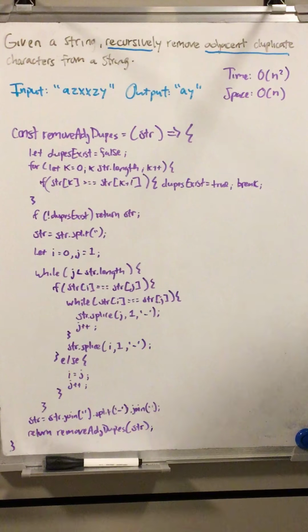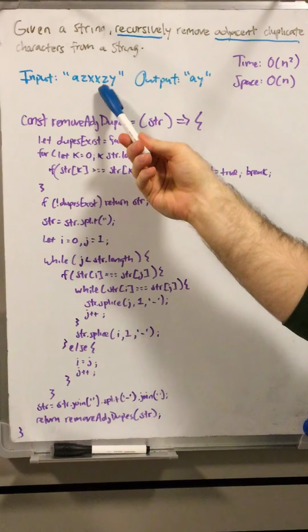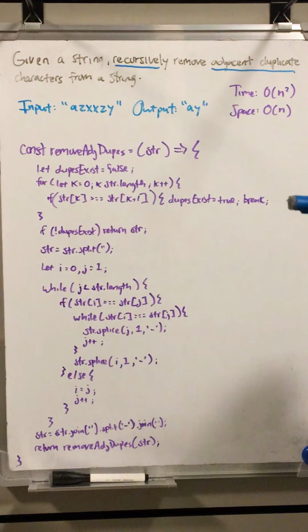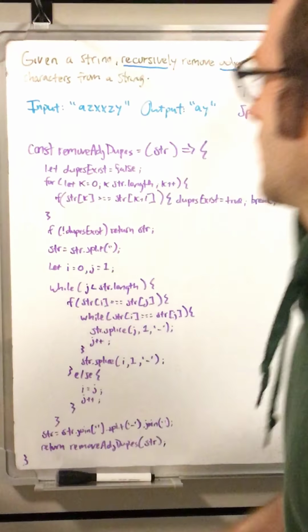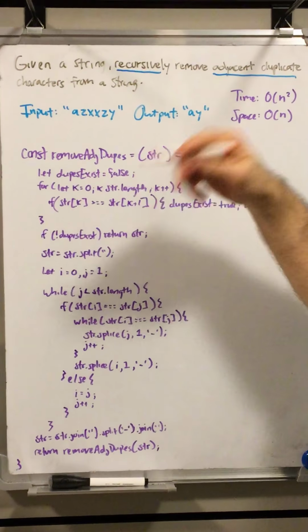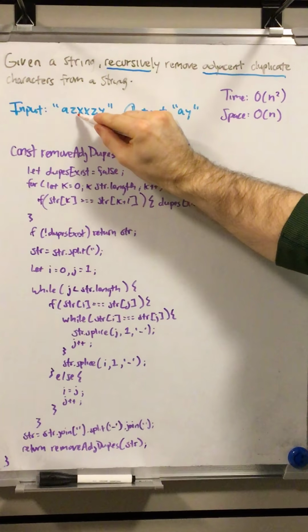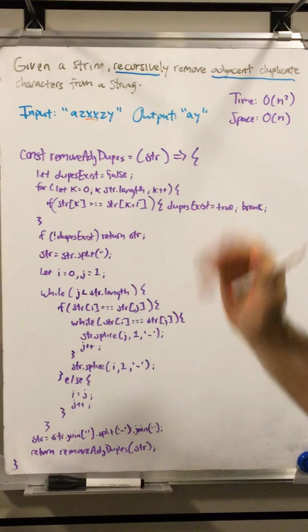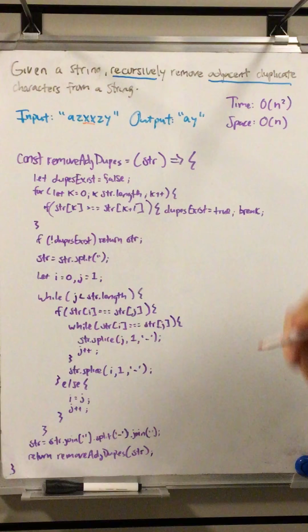Okay. So if we have an input such as azxxzy, our output should be ay. And that is because of how our program will work: we're looking for adjacent duplicates. So we have these two x's, which are adjacent duplicates. They're right next to each other, and they look exactly the same.